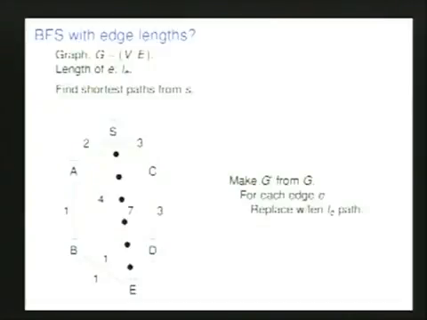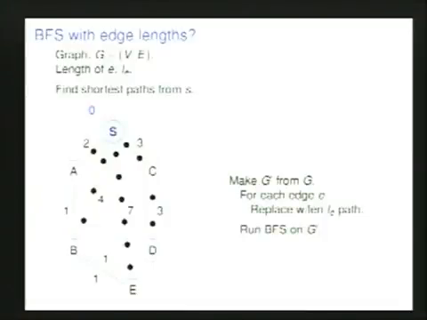So this is what he said to do. He said replace each edge with a path of length L of E, right? So we're replacing this edge with a path that takes 7 hops to traverse. That one is 4, so it takes 4 hops to traverse that one, and so on. So then what do I do?